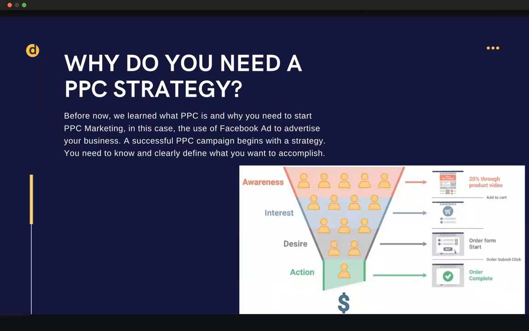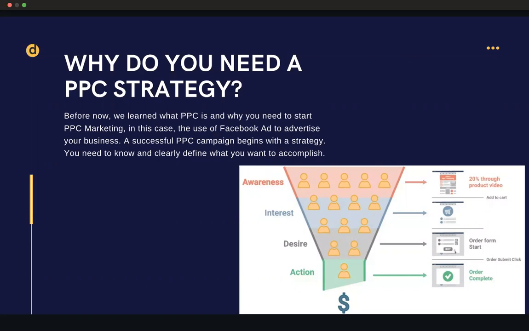I wouldn't start explaining what strategy is, because from day one of us having any course on SokoSQ, we always talk about strategy, right? Having a plan that would guide your business decision, that will guide your business path. So now the question is, why do you need a PPC strategy, right? Before now, we learned what PPC is, which is pay-per-click, and why you need to start PPC marketing. In this case, the use of Facebook ads to advertise your business, right?